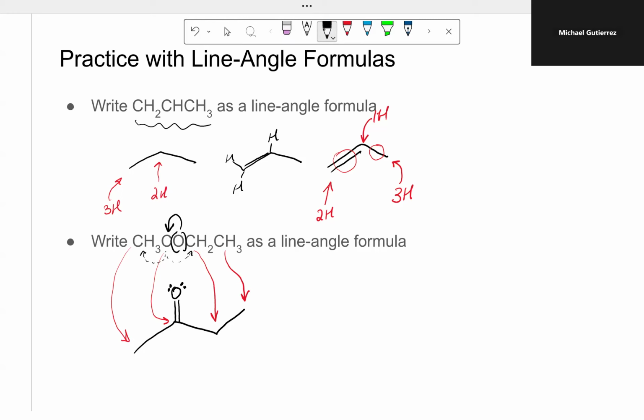And now all the carbons are happy. The oxygen is happy. They all fulfill the octet rule. And all the hydrogens make sense as well. There's supposed to be three hydrogens here, no hydrogens on this one, two hydrogens here, and three hydrogens there.